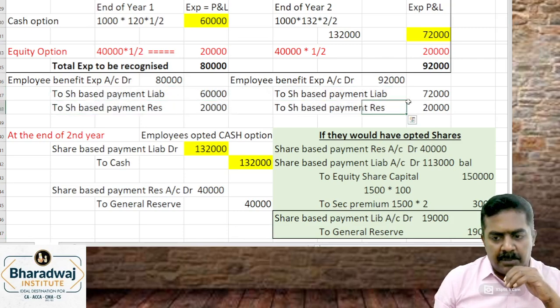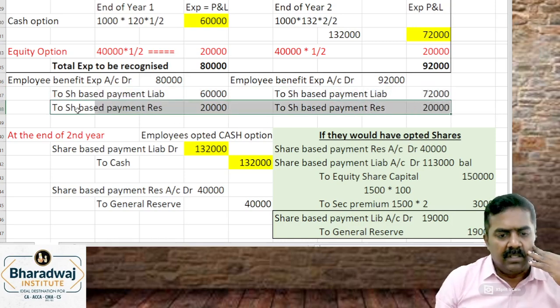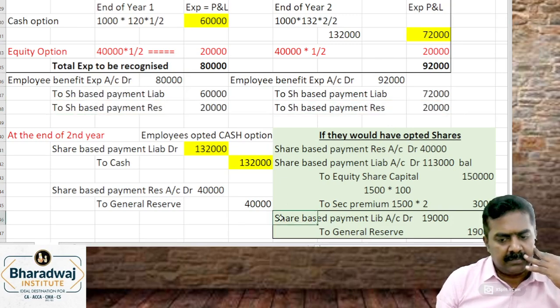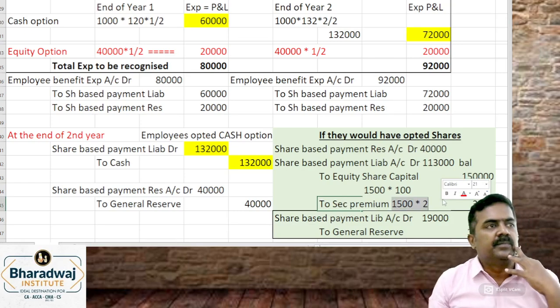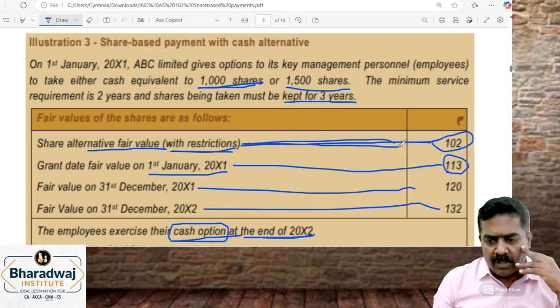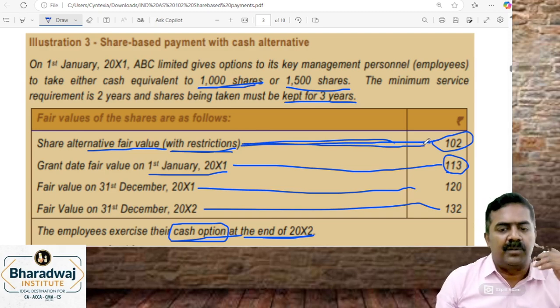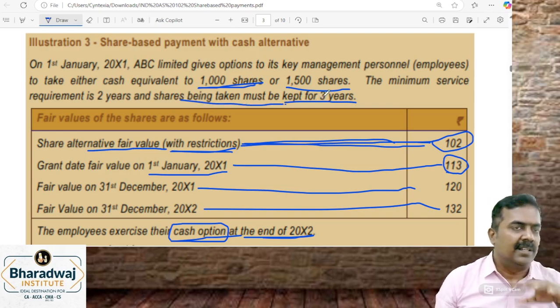For the cash option, which one do we create? Share-based payment liability. For the equity option, we create share-based payment reserve. Here we take 1500 into 2. Why? Because with restrictions, what is the fair value? 1 or 2. They have not given fair value at the end of the first year and second year. Because the shares taken must be kept for how many years? 3 years. That fair value of the share will not be equal to the normal fair value.